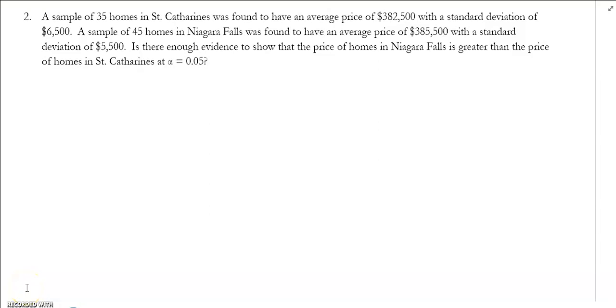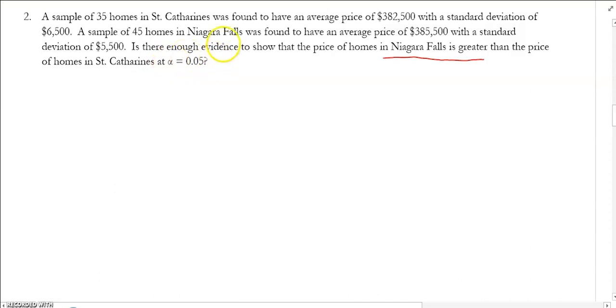In this example, it states a sample of 35 homes in St. Catharines was found to have an average price of $382,500 with a standard deviation of $6,500. A sample of 45 homes in Niagara Falls was found to have an average price of $385,500 with a standard deviation of $5,500. Is there enough evidence to show that the price of homes in Niagara Falls is greater than the price of homes in St. Catharines? So once again, we're going to compare the mean of these two cities.